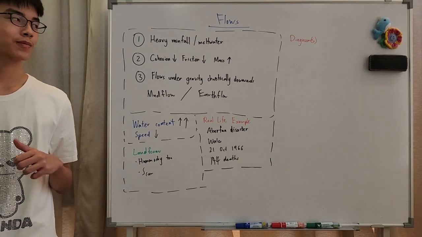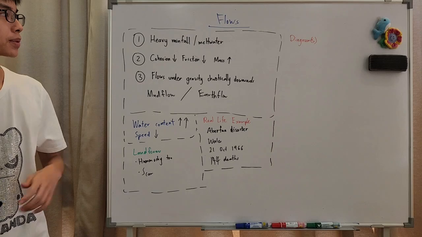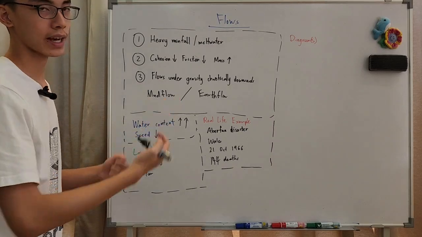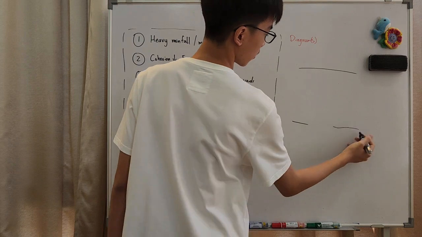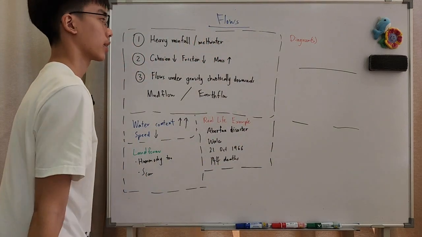So flows are mass movements, and here are the steps, 3 steps, and let's draw a diagram. So let's draw a slope like this. Leave this part open because that's where your mass movement is coming out.